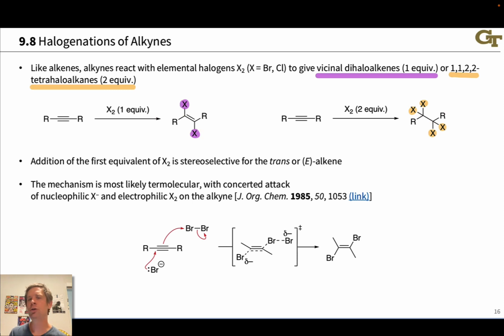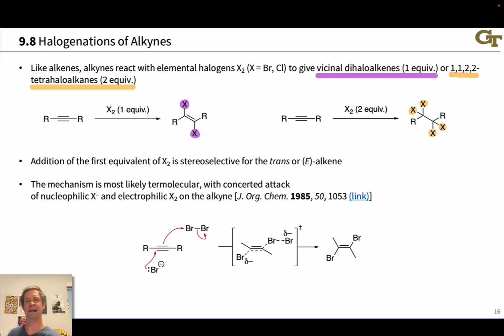However, a halonium-type ion is likely not involved in this first addition of X2. The mechanism here is most likely termolecular, involving the halide anion and the elemental halogen, with the halide anion adding as the electrophilic halogen atom adds at the same time. The details here are not super critical. The important point, though, is that this does account for the anti-stereoselectivity of the reaction, with the trans 1,2-dibromoalkene being the favored product here.